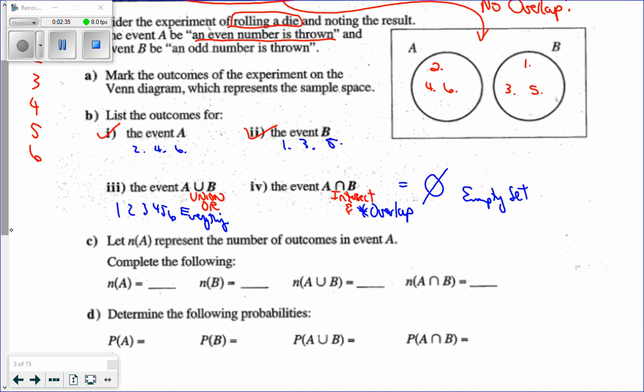Okay. What does a little n in front of a bracket mean? Number. So what are the number of elements in circle A? 3. What are the number of elements in circle B? 3. What are the number of elements in A or B? 6. And the number of elements in A and B? 0.